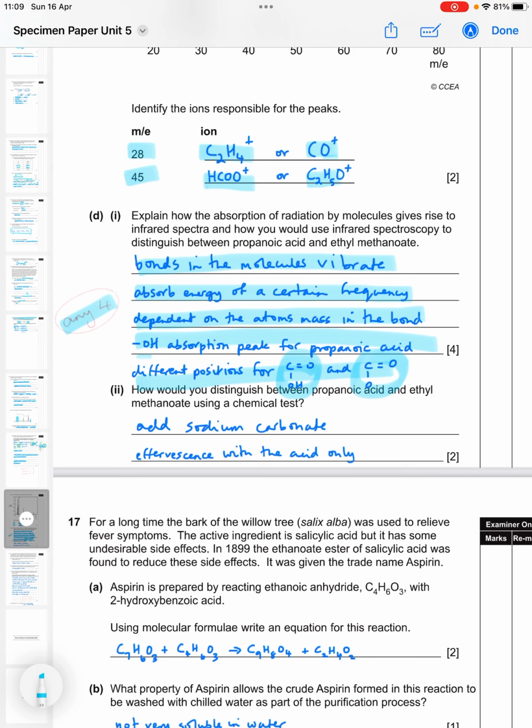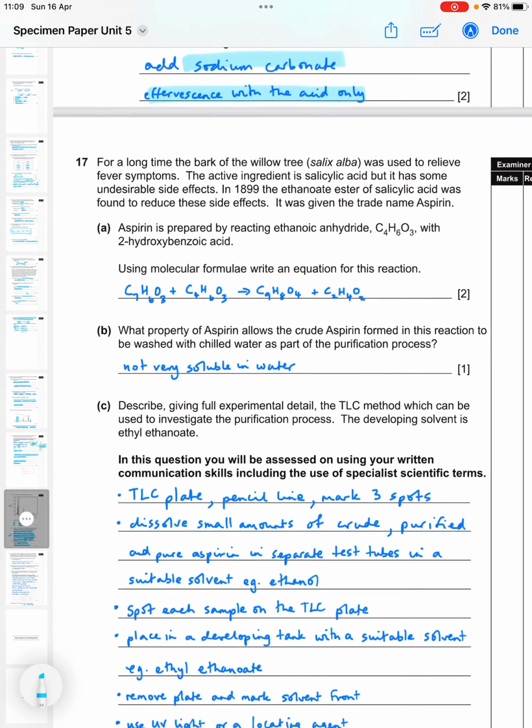Then how would you distinguish between propanoic acid and ethyl methanoate using a chemical test? So really what that's asking is what's the test for an acid, which is to add sodium carbonate, and you would only have effervescence with the acid.